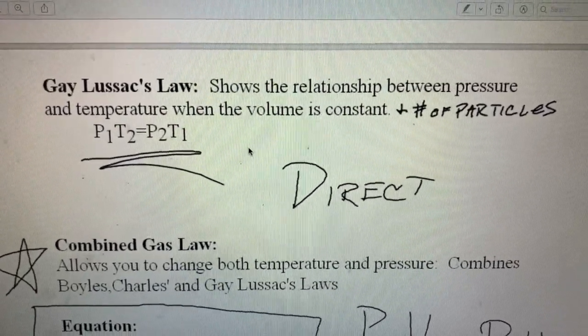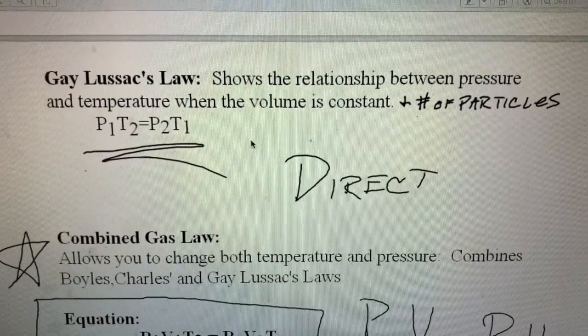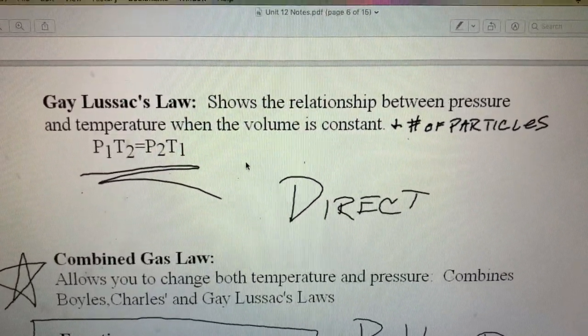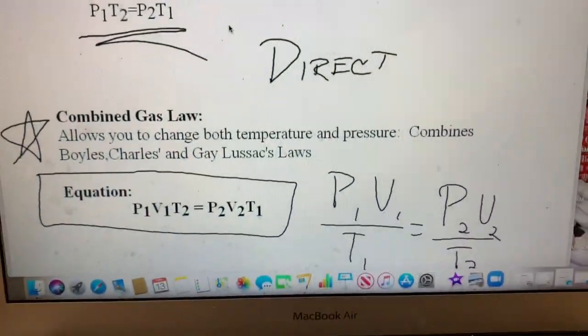What eventually will happen is if you continue to increase that temperature, you will get to a point where that container can't take it anymore and you will end up getting an explosion.